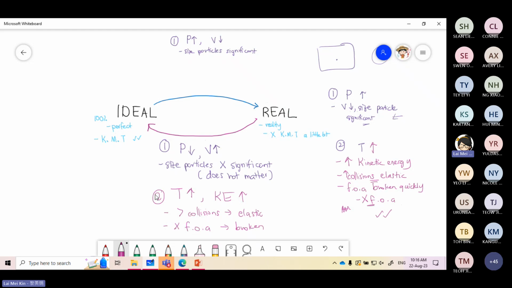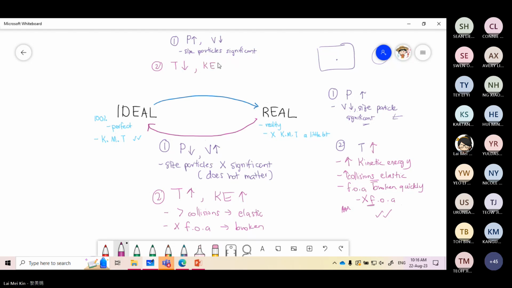Okay, all right, towards ideal gas, we have high temperature. So if I want to move away from ideal gas, temperature must be low, the opposite. Okay, then you can build your own explanation.